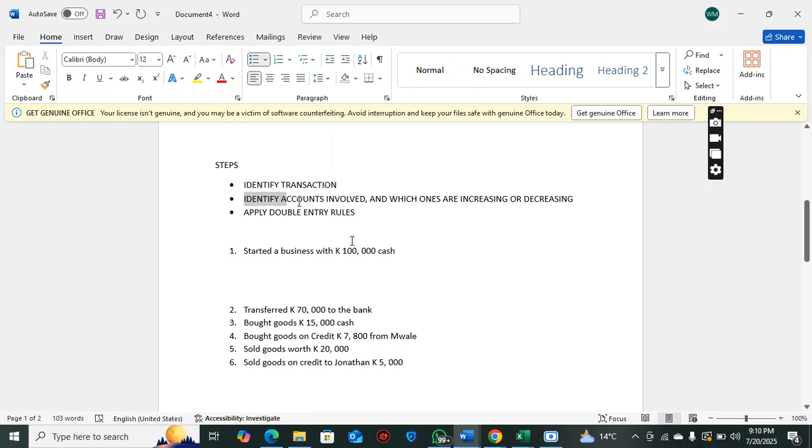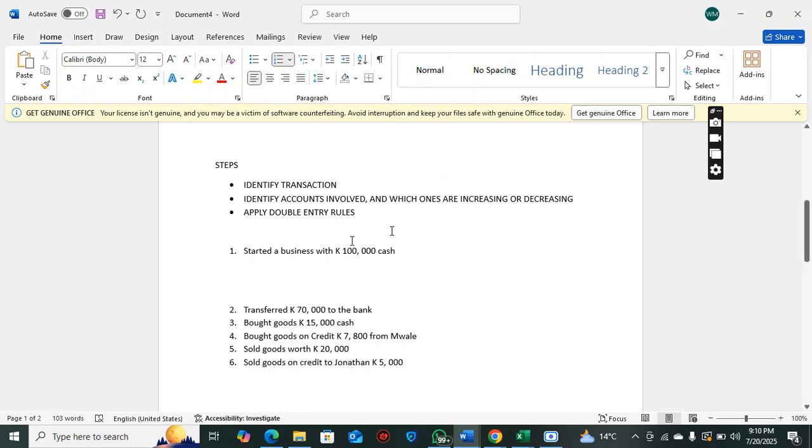Next, we need to identify which accounts are involved. So here we've got two accounts. We've got the capital account and we've got the cash account. Okay. Capital account and cash account. All right. The cash account is an asset account. Capital is just a capital account.